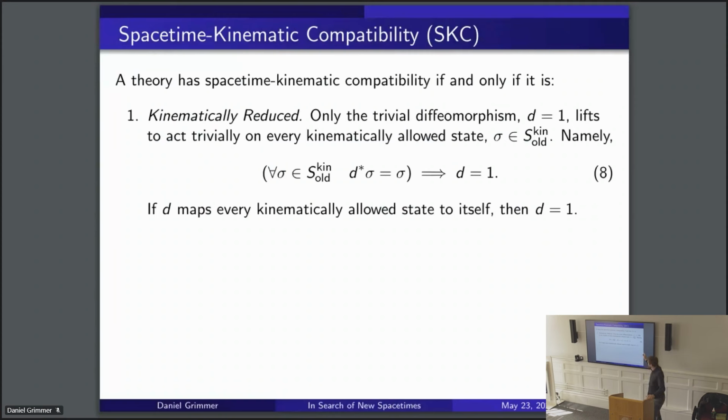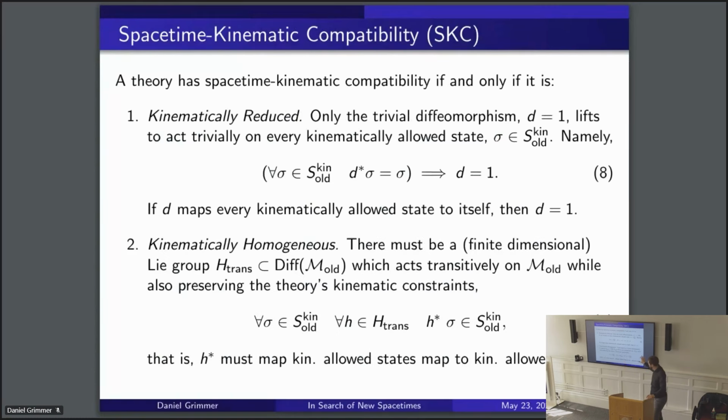Anyway, so we lift the diffeomorphisms, and in general, they act non-trivially on at least some state. It's only the identity that acts trivially. That's a very weak assumption. And here's the homogeneous assumption. There has to be some Lie group, again finite dimensional, but I'm working on removing that, which acts transitively on the manifold. So it has to be a homogeneous manifold, but also this group has to preserve the theory's kinematic constraints. So it has to lift to act on kinematically allowed states to produce other kinematically allowed states. But if it does that, then the whole thing has spacetime kinematic compatibility. And I'm working on generalizing this to make this assumption even weaker.